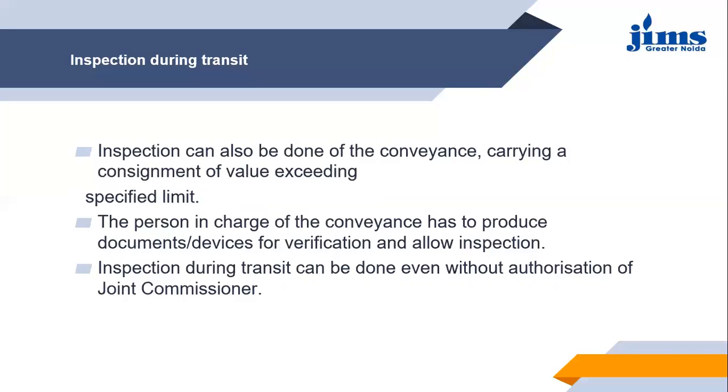Then the person in charge of the conveyance has to produce documents or devices for verification and allow inspection. This point clearly says that the person in charge of transporting the goods, in charge of the conveyance, needs to produce the proper documents provided for the goods in transit, and also he cannot stop the inspection process. So he needs to allow the inspection to be done. An inspection during transit can be done even without authorization of the joint commissioner.